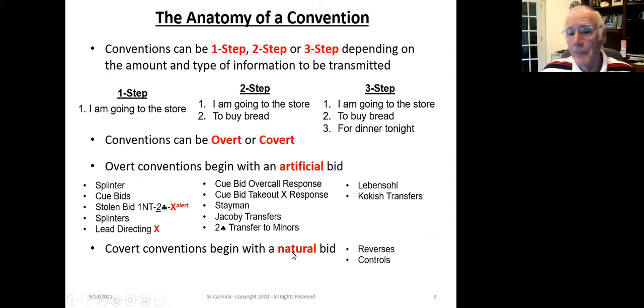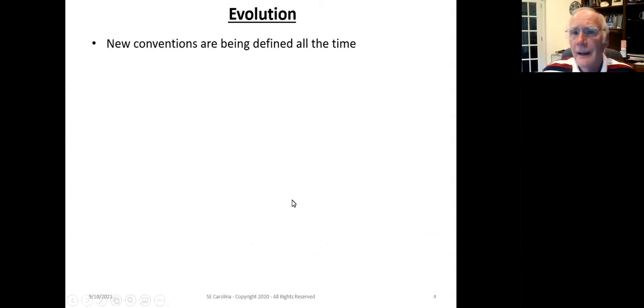Okay, but just to recognize, we've got those that are initiated with an artificial bid and those that are initiated with a natural bid. Okay, so that defines the basic structures of conventions.